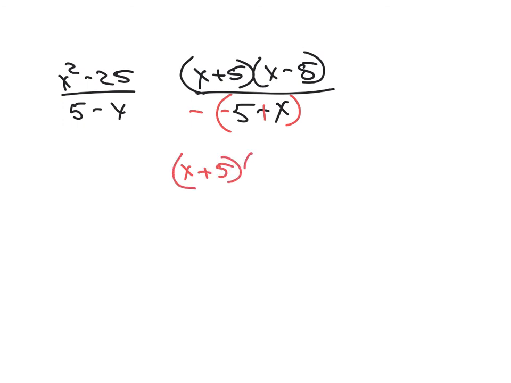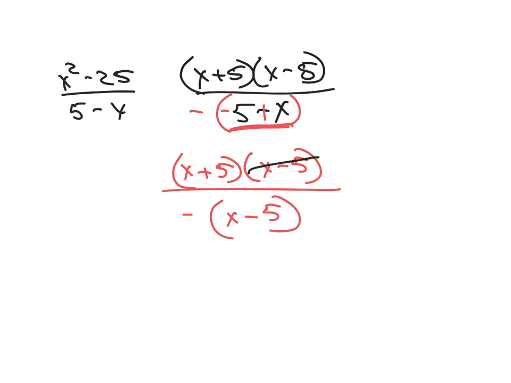Nothing happened there. Nothing happened here. But don't forget the negative out there. I'm going to flip these two around because that's a positive x and a negative 5. And then I can cancel that and that. So I'm left with x plus 5 over negative 1. Or I can just put the negative up here and get rid of that. So negative the quantity x plus 5, not just negative x plus 5.